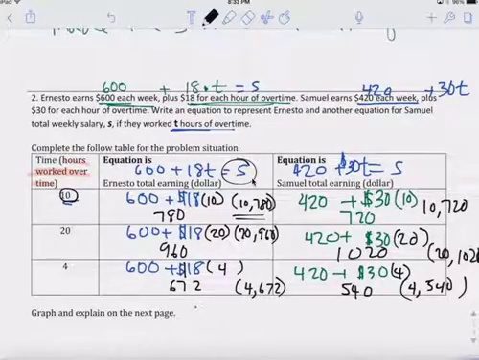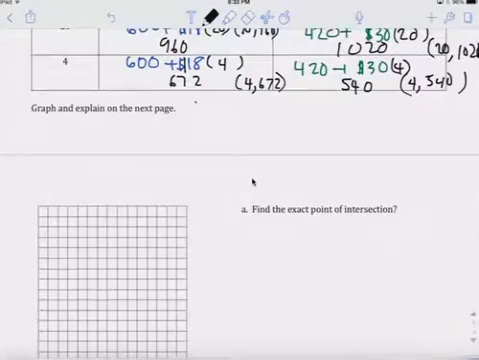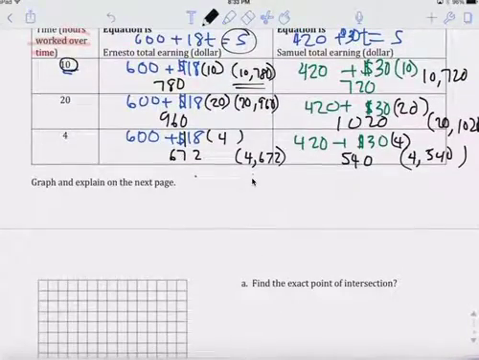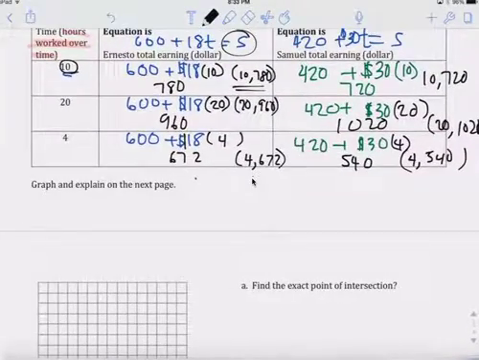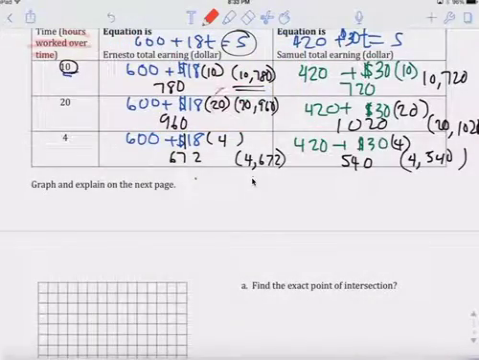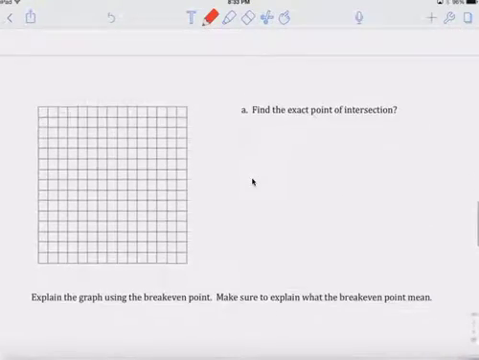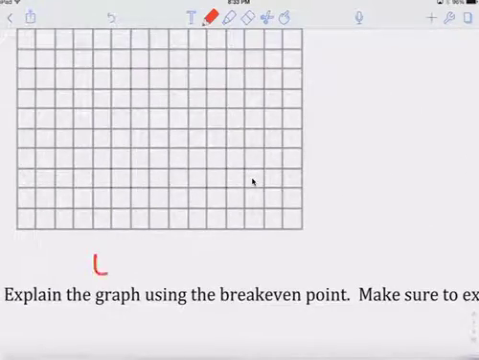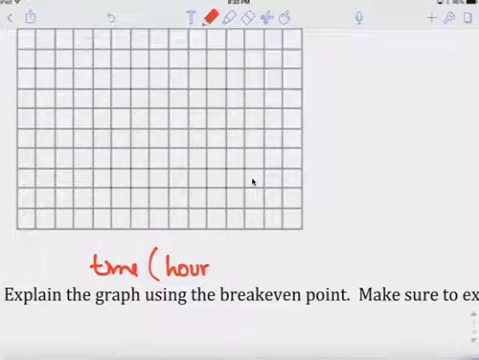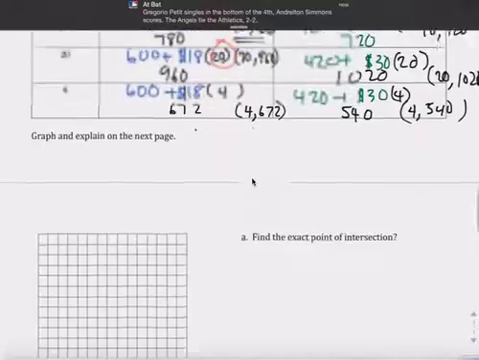Graph and explain on the next page. Find the exact point. You guys all have the same page. Well, your largest number is 20 on the X, the number of hours of overtime. So this is time in hours of overtime. That's what it says here.